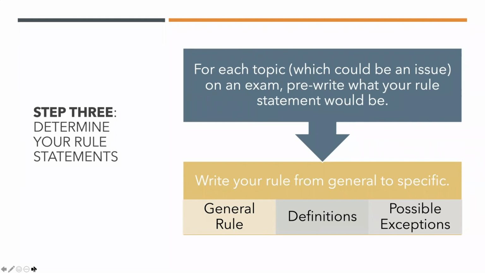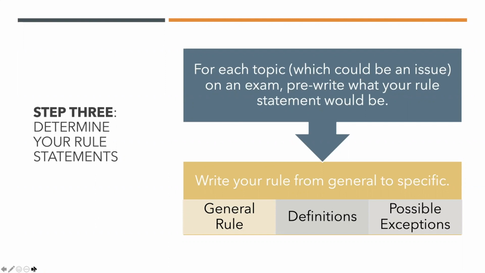And so quickly, when we talk about how to write your rules and how to pre-write your rules, how do you want to write them? You first want to start with your general rule. Then you want to define and get a little bit more specific. What are the pieces of that general rule that need more elaboration or that you need to provide definitions for? And then list any possible exceptions that could potentially come up or be applicable on your exam.